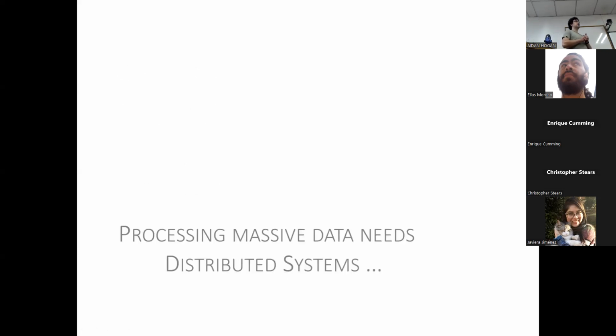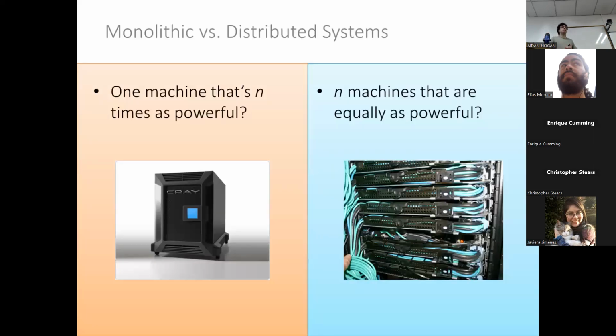If we want to process large amounts of data, often we're going to need to use multiple machines. And for this, we will need some distributed systems. So we spoke about the difference between these two options, having one machine that's n times as powerful, like this supercomputer Cray type machine, and n machines that are equally as powerful. And we mentioned that often we would like to use n machines that are equally as powerful. It has the nice advantage that if we need more computing power, we can add more machines, right? Whereas it's difficult to extend one machine to be more powerful.